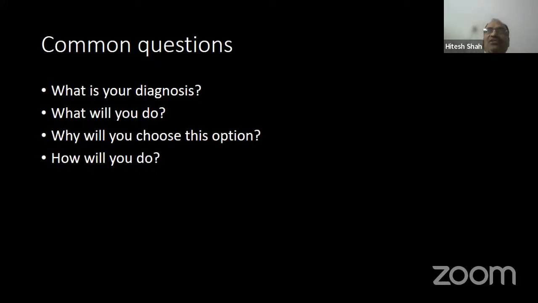What is actually the diagnosis of this patient? Why do you think this diagnosis is there? What should we do for this case? Why should we choose this particular option? And how should we do that? These are the four questions we need to ask, irrespective of the case, whatever we are going to face. If there are some postgraduates here, when we have a scenario, what is the diagnosis? What will you do? Why is it like this? How will you do it?